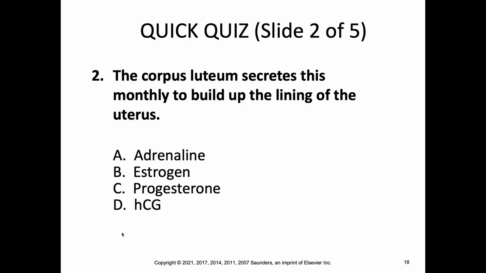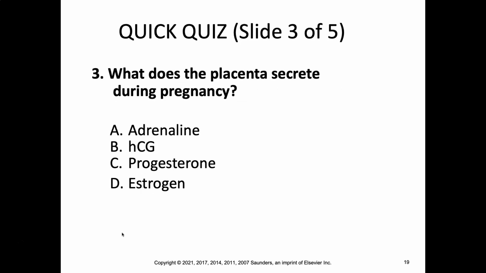So the corpus luteum secretes this monthly to build up the lining of the uterus. Build up the lining. So that should be a fairly easy one to figure out. What does the placenta secrete during pregnancy? We just talked about this. This is how a pregnancy test is made to measure this hormone.